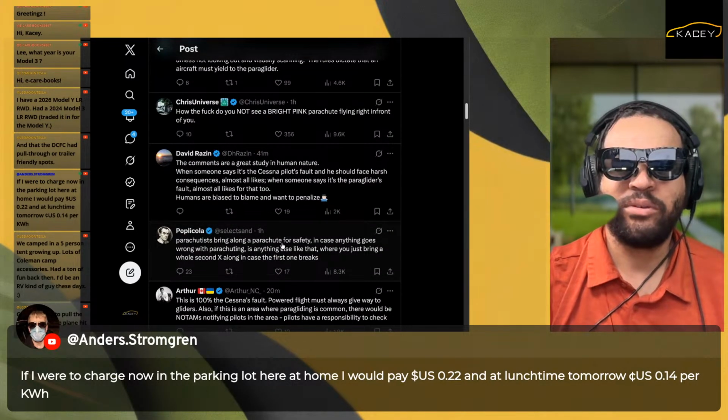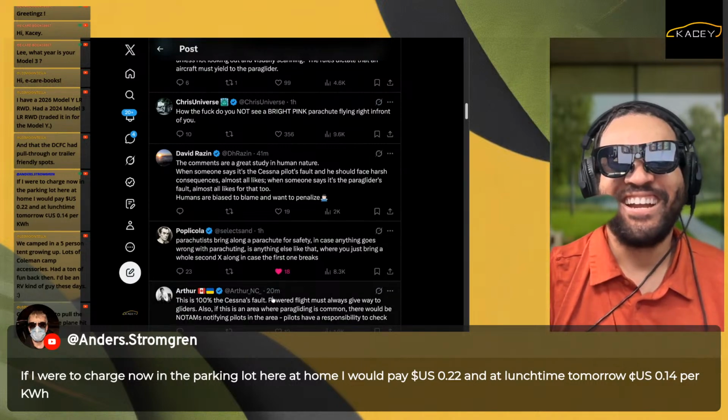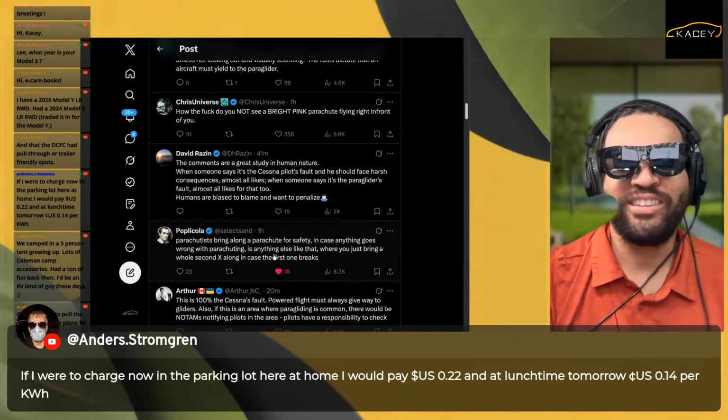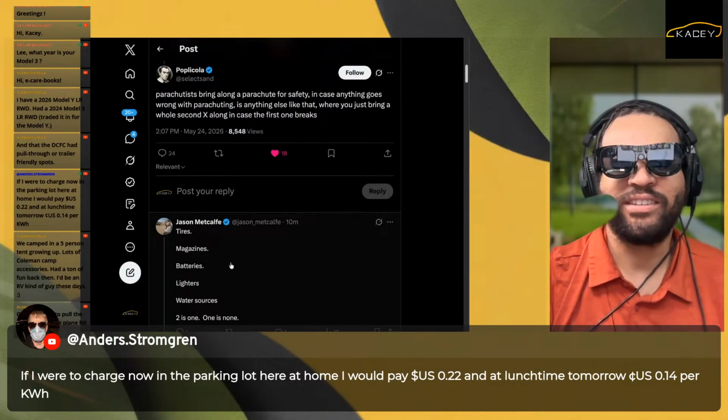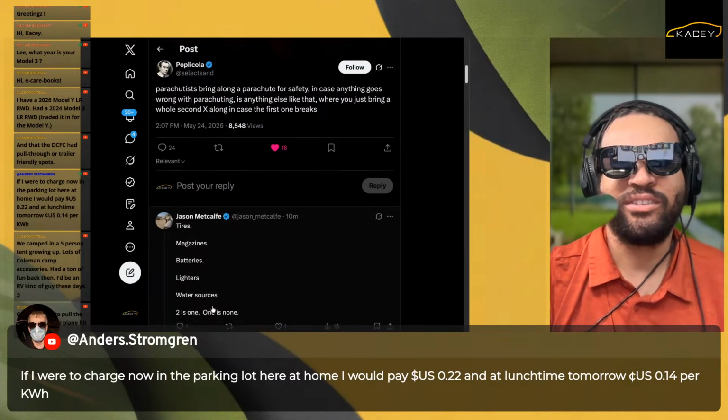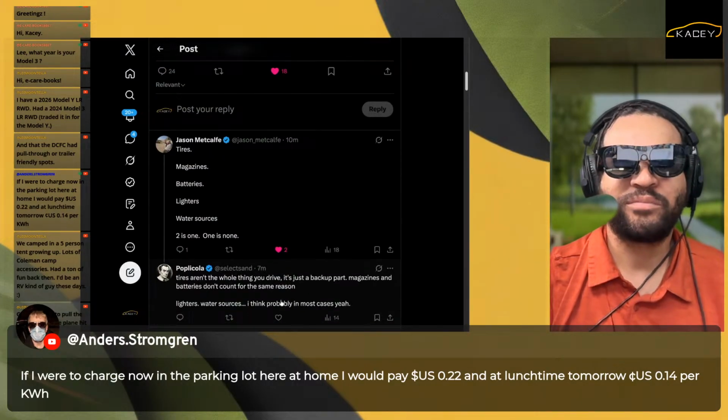Parachutists bring along a parachute for safety in case anything goes wrong with parachuting. And is there anything else like that where you just bring a whole second X along just in case the first one breaks? Yes, there are, but especially there, you don't really have much of a choice. I'm curious what the comments are on this one. Tires, magazines, batteries, lighters, water sources. Two is one and one is none. It's a good philosophy sometimes.